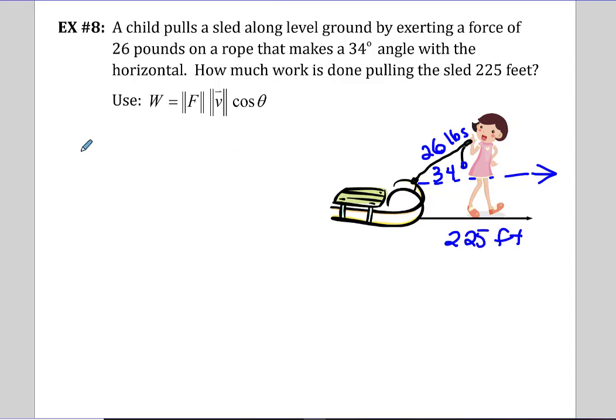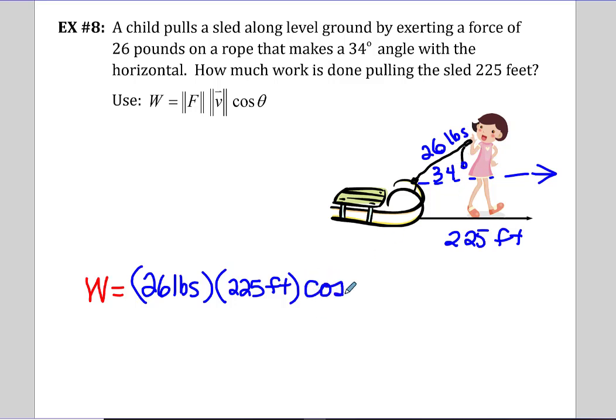So one of our formulas said work is the magnitude of the force. We're going to use magnitude of the force times magnitude of the vector times the cosine of the angle. So in this case, we got work is the force, 26 pounds on the rope. The vector length we're moving is 225 feet. And in this case, we've got an angle, cosine, on the x-axis, 34 degrees.